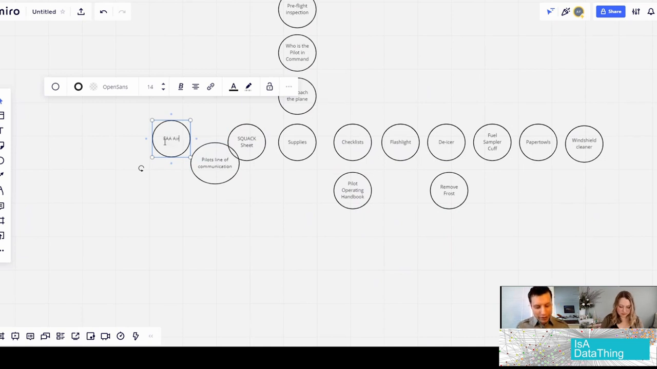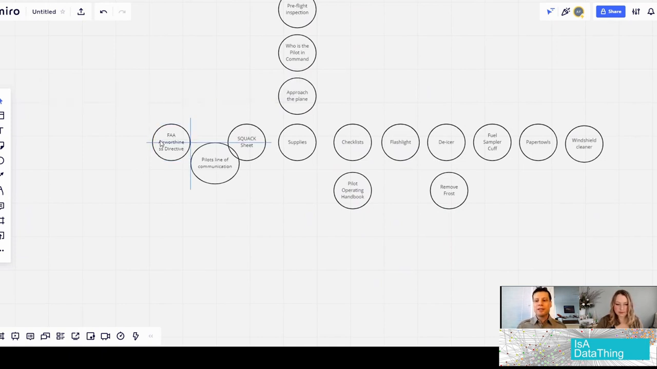The operator must comply with an AD, or airworthiness directive. Otherwise, it depends on the circumstances. We're not going to get into all of that, but it's another thing to check for. And make a note of the date, the problems, and any corrective action taken by the mechanic.